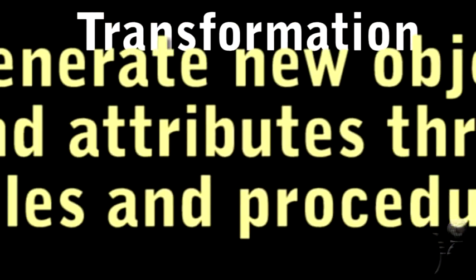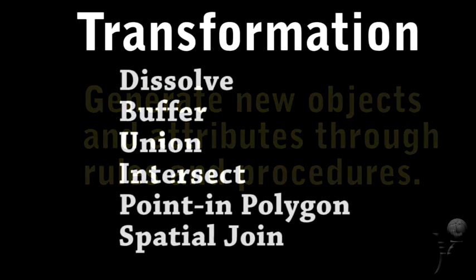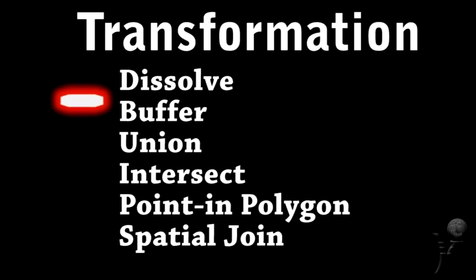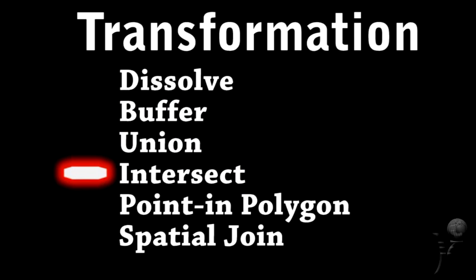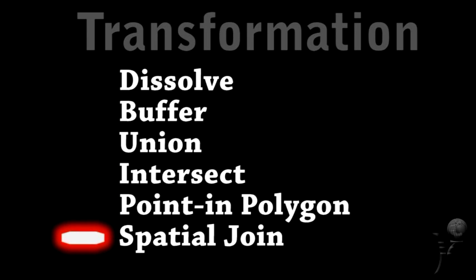Transformations are also considered a type of spatial analysis. The basic approach to a transformation is to take data and transform it into new data. Examples of transformations include dissolving data, buffering, union, intersect, point-in-polygon analysis, and a spatial join.